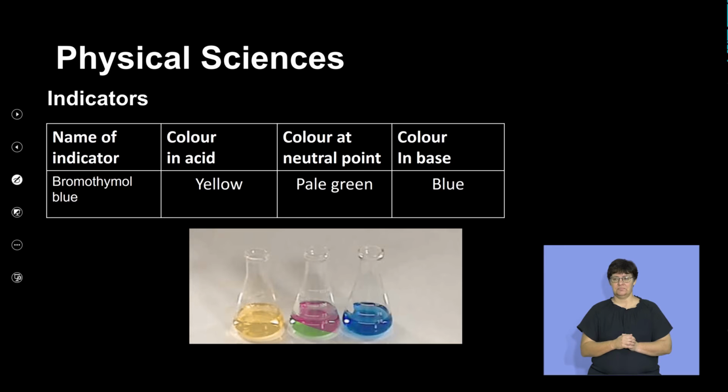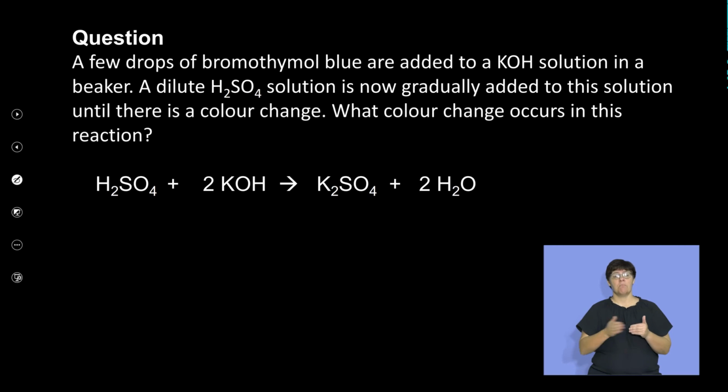The color of bromothymol blue in a strong base is blue, okay? As we continue to add acid, when the resulting solution is neutral, it will be green. So it's from blue to green. That's how we arrived at that, right? Then the question goes further and says, a few drops of bromothymol blue are added to the beaker. A diluted solution is now gradually added until there's a color change. That's when we arrived at the pale green. What color change occurs in this reaction? We're able to say from blue to pale green.